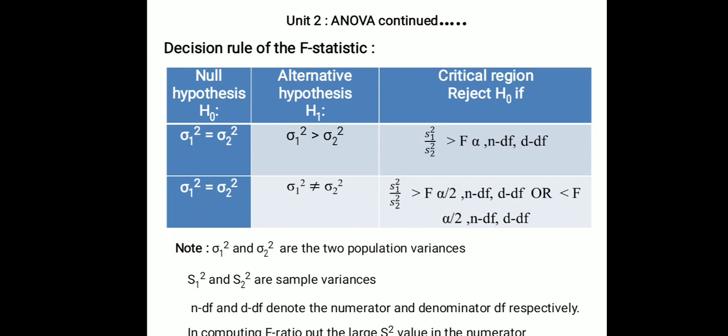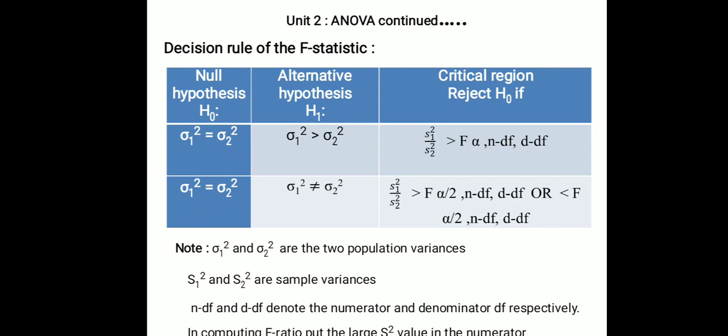Now let us go further. Once the analysis of variance table is prepared, the next step is the concluding part, that is the decision part. So this is how the decision rule is there, the decision rule of the F statistic.